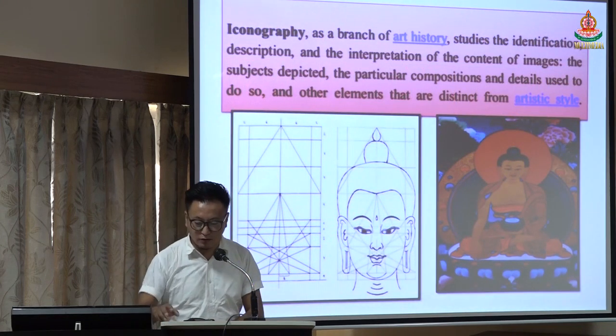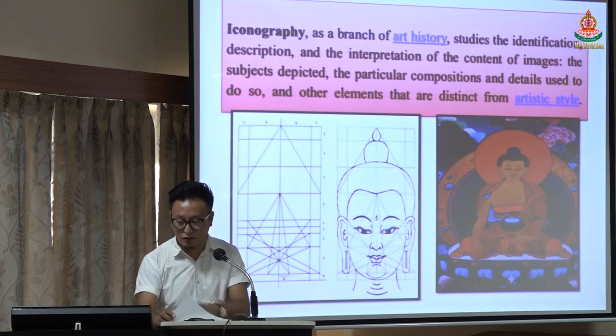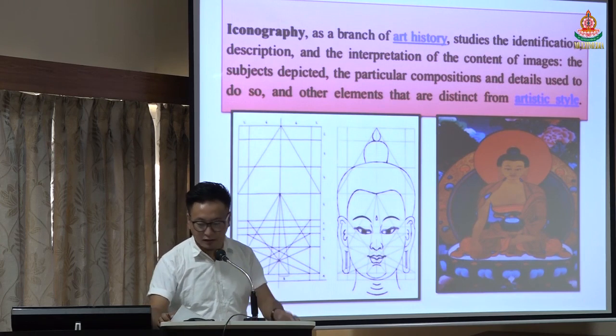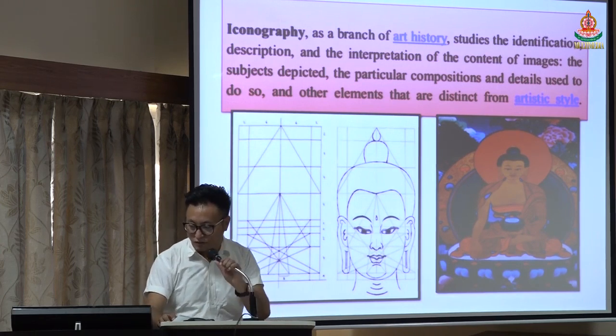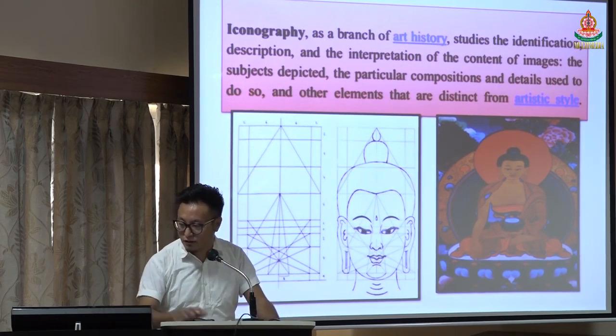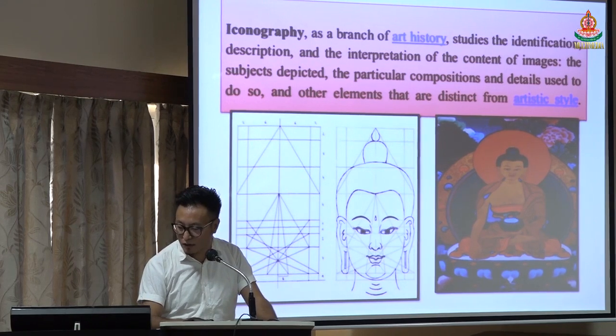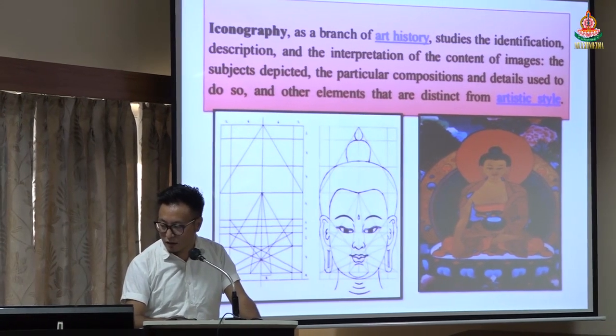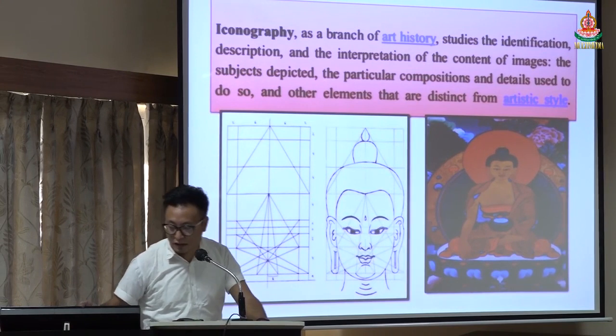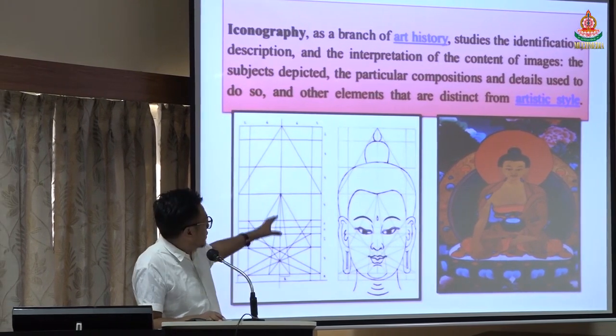This is the iconography. Iconography, as you added there, is a branch of art history that studies the identification, description, and interpretation of the content of images: the subject depicted, the particular composition, the details used to do so, and other elements that are distinct in the artistic style.